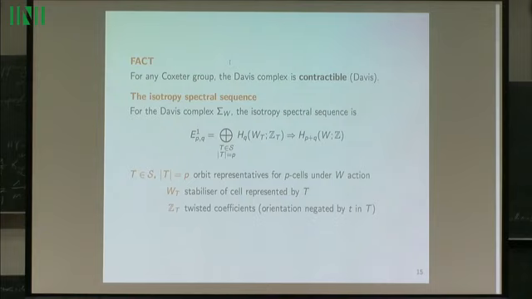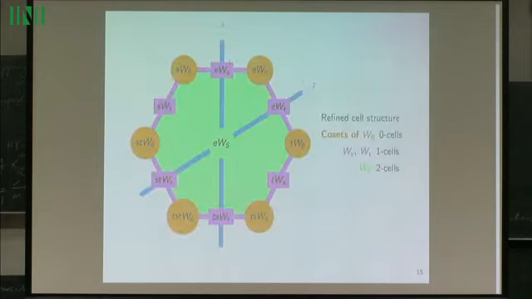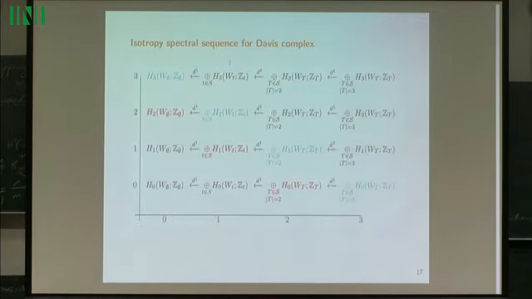Are there any questions about that? Oh, here's another picture. So here now we're in good shape. This is the E1 page of the isotropy spectral sequence. Here we have homology of the trivial group. Here we have sums of twisted homologies of cyclic groups of order 2, which we can compute.